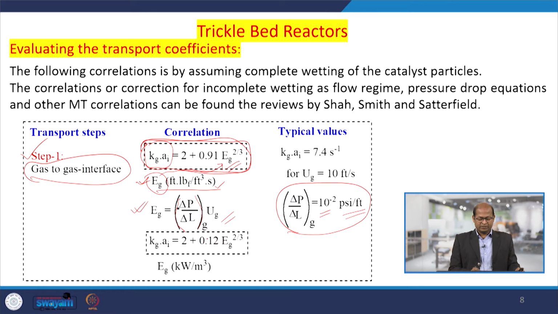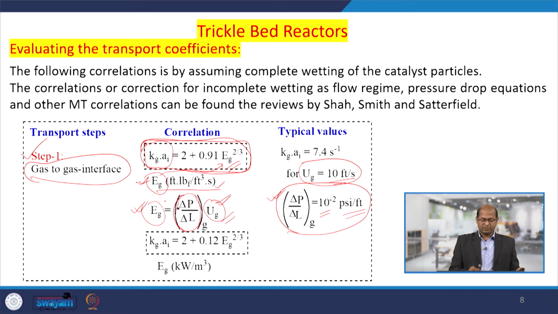So, if it is given for a reactor the pressure drop, then we can use that one, and UG value we have to find out. Okay. So, once we know the UG value for a system, let us say gas flow rate, that is 10 feet per second, here it is given for example. So, that UG value is given, pressure drop per unit length is given, these 2 values we can put here for our system, then we will get EG.